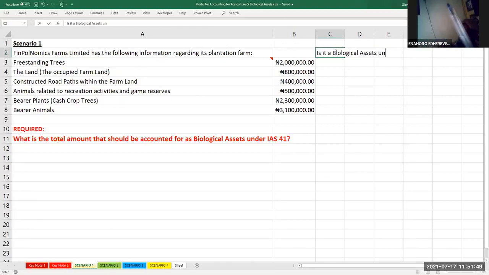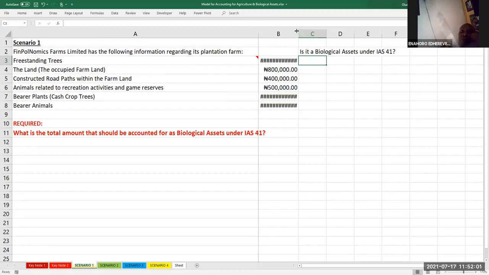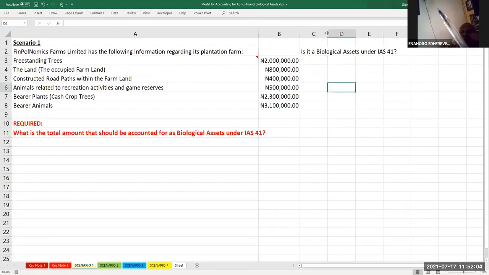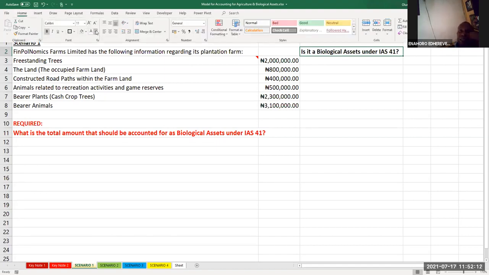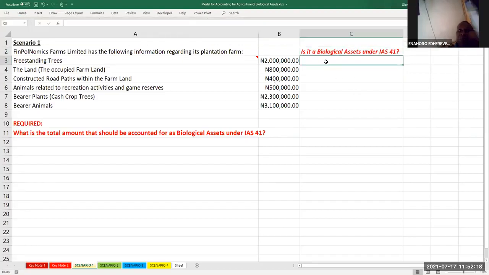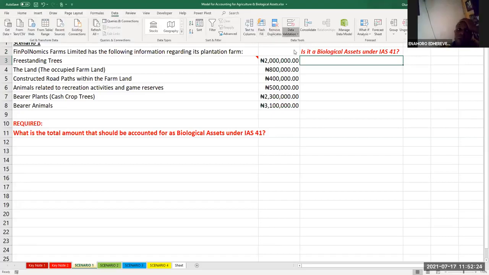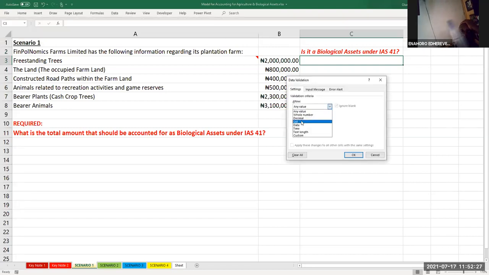Freestanding trees, 2 million. The land, occupied farmland, 800,000. Constructed road path within the farmland, 400,000. Animals related to recreation activities and game reserves, 500,000. Then we have bearer plants, cash crop trees, 2.3 million. Then bearer animals, 3.1 million. Required: what is the total amount that should be accounted for as biological asset under IAS 41?